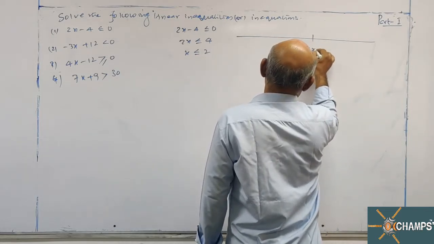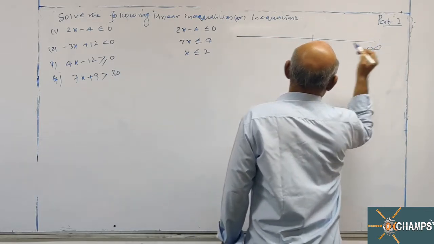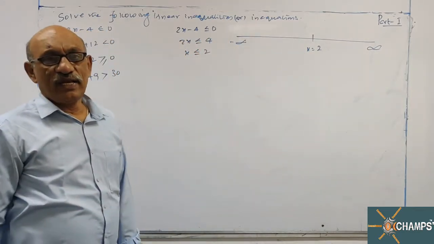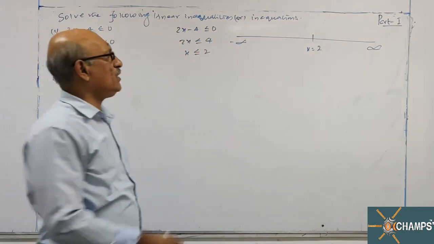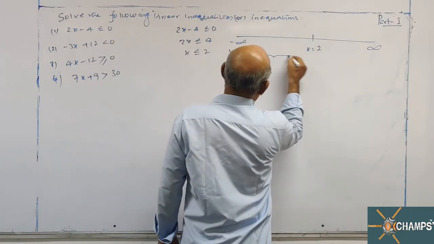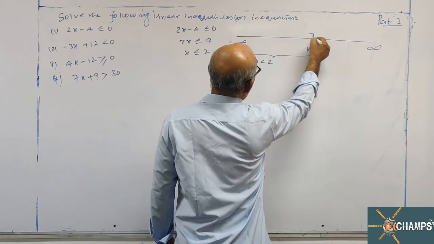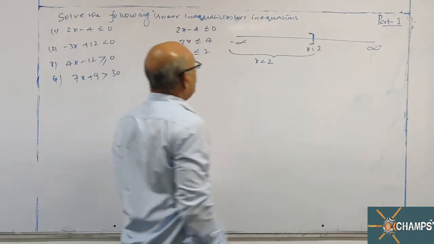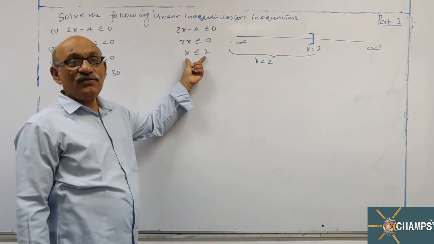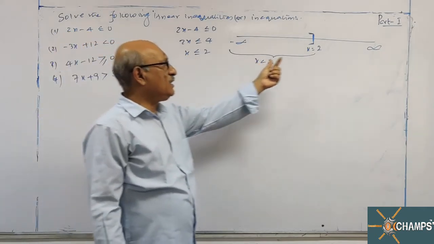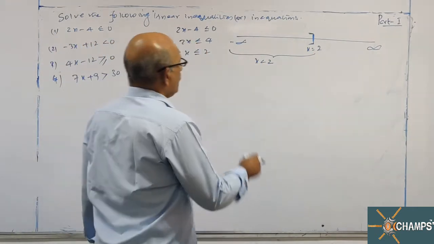Now represent x is equal to 2. This is plus infinity, minus infinity. What is your inequality sign? X is less than or equal to 2. So this portion is x less than 2, and this is equal to. This value is also included, because your inequality has an equal to sign.